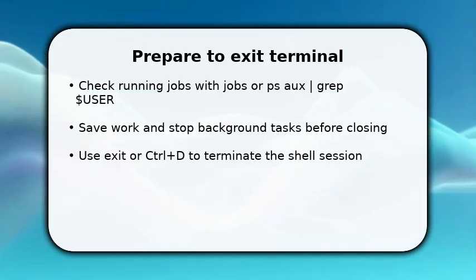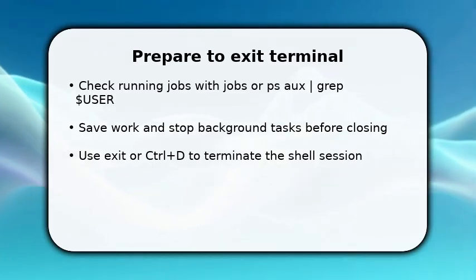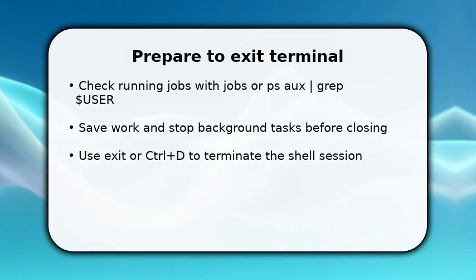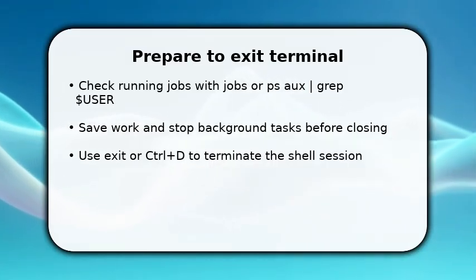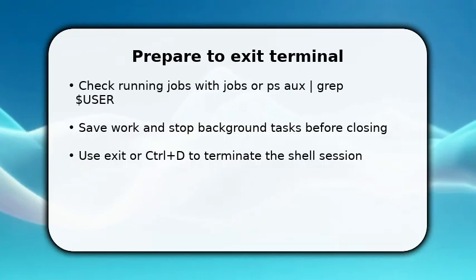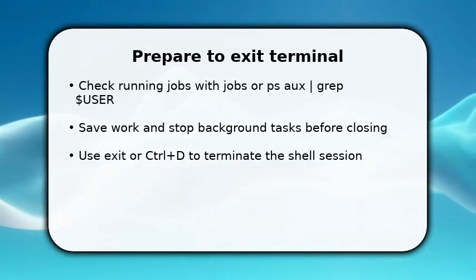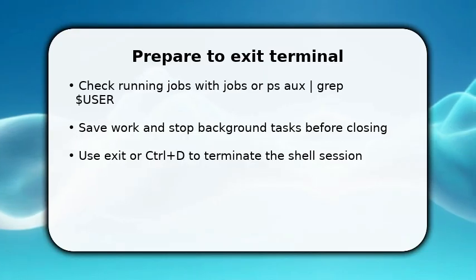You begin by confirming nothing important will be lost. First, list active jobs with jobs or inspect processes with ps -aux | grep your username so you know what will stop. Once done, save files and stop long-running tasks. Make sure background jobs are nohupped if they must survive. Then type exit or press Ctrl-D to close the shell promptly.